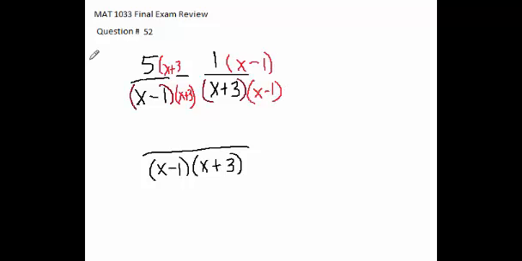Okay. Now oops, lost my parenthesis there. Okay. Now distributing the 5, we end up with 5x plus 15. That's the first fraction's numerator.